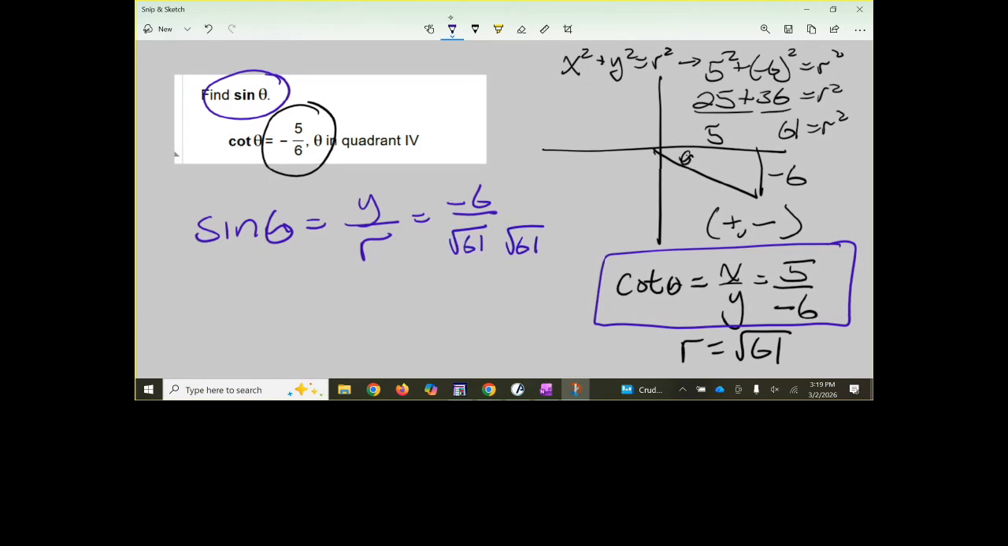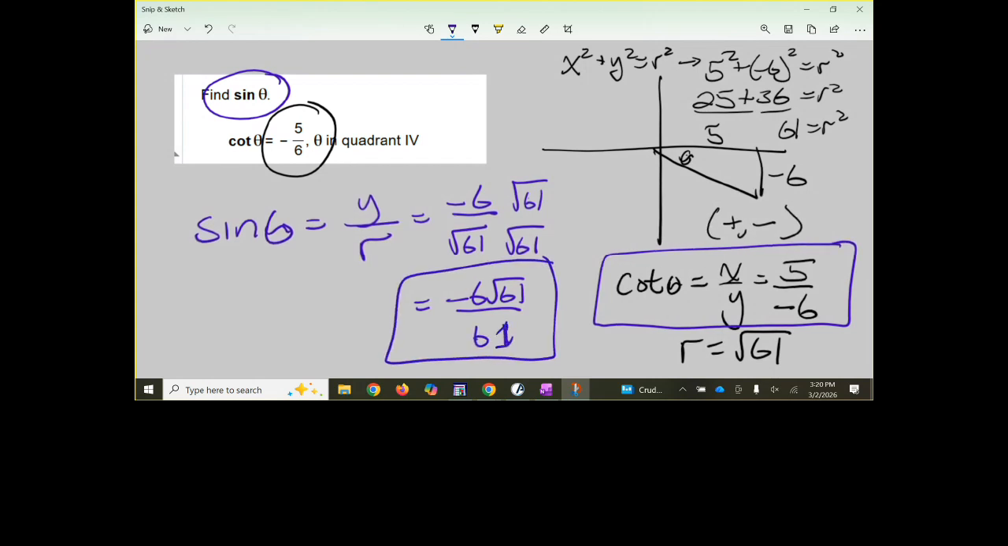Y'all, let's go ahead and rationalize that. Okay. So take a look. We're going to get negative 6 square roots of 61 over 61, right? And that's how I'm going to find each of my angles, right? Each of those functions that they're asking me to find.